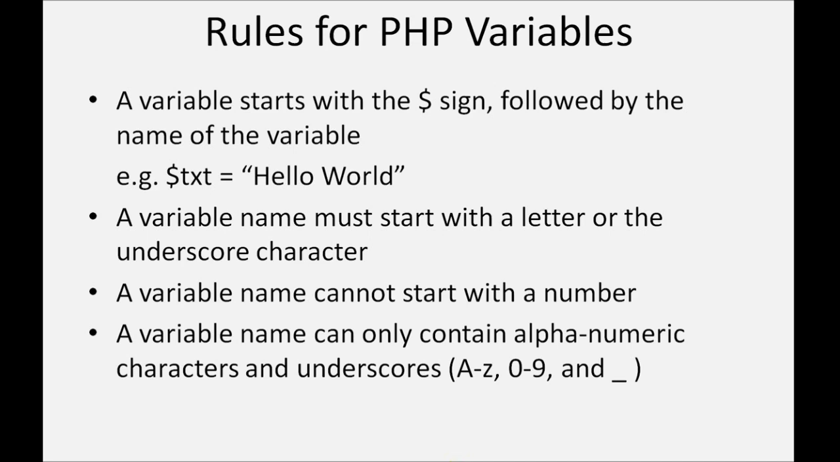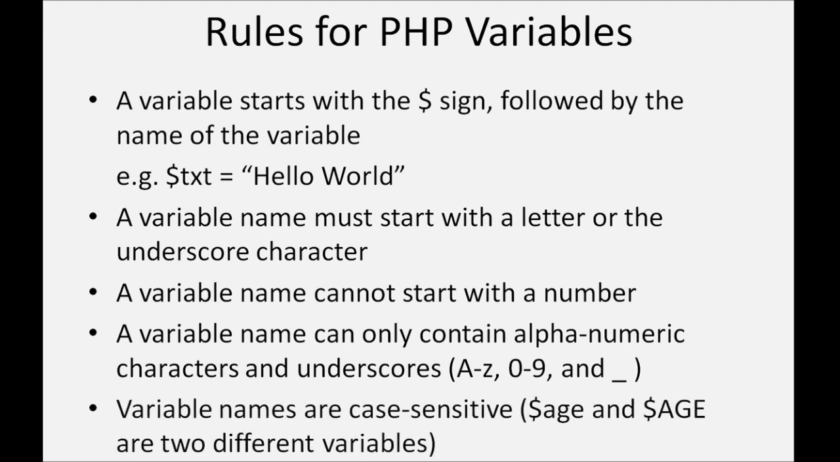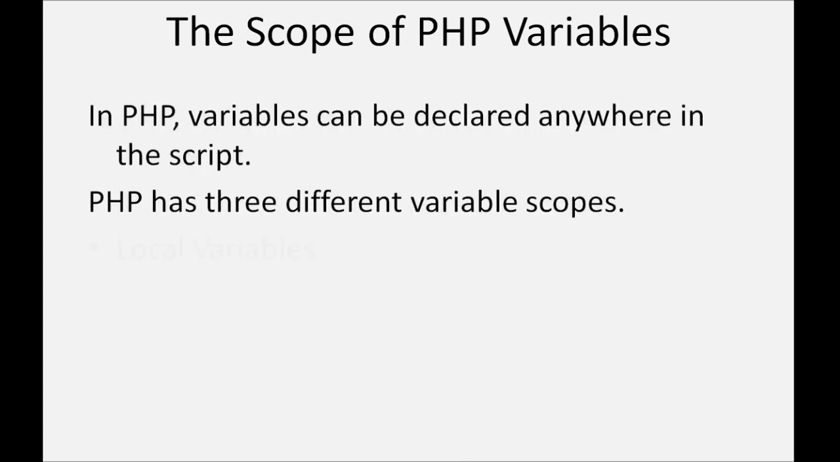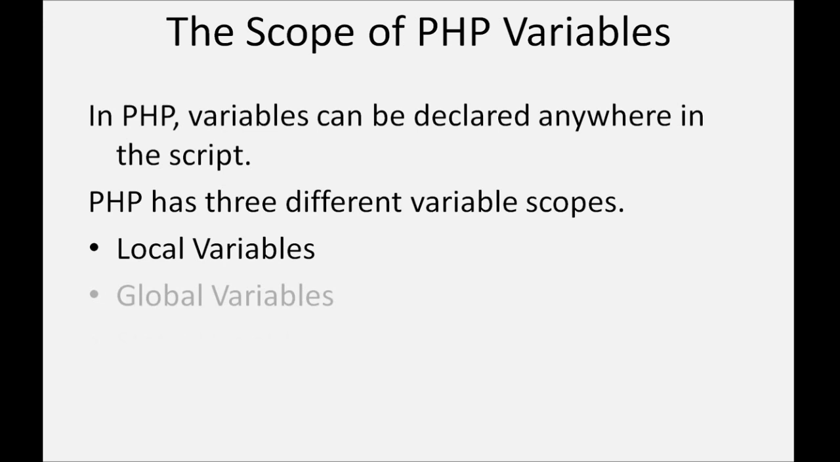Variable names are case sensitive. That means $smallage and $bigage are two different variables. The scope of PHP variables. In PHP, variables can be declared anywhere in the script. PHP has three different variable scopes: local variables, global variables, static variables.